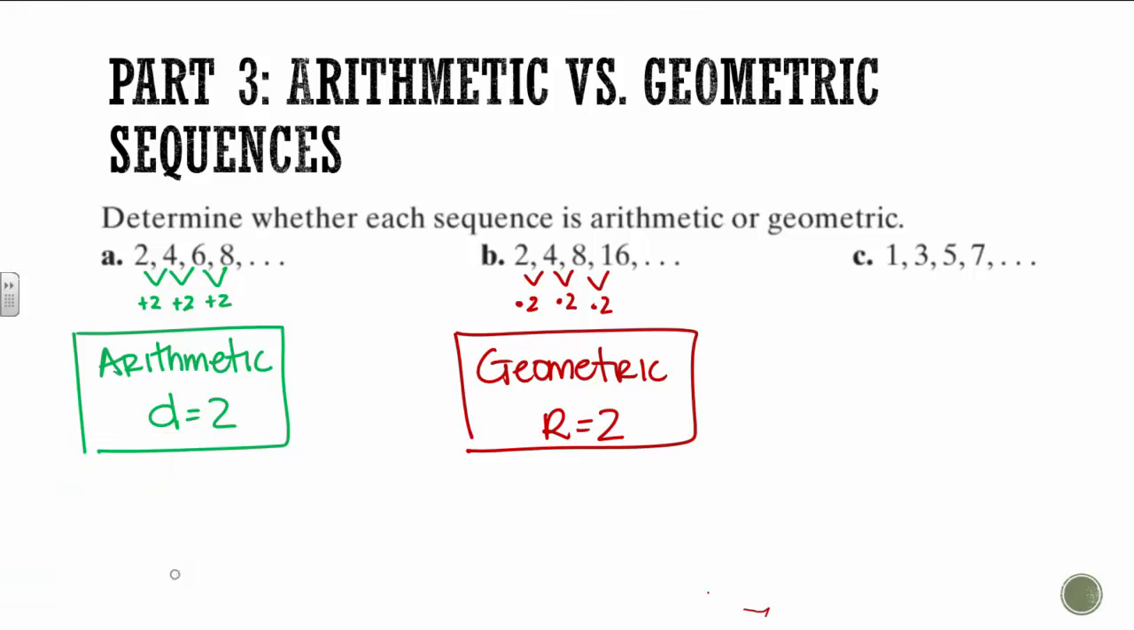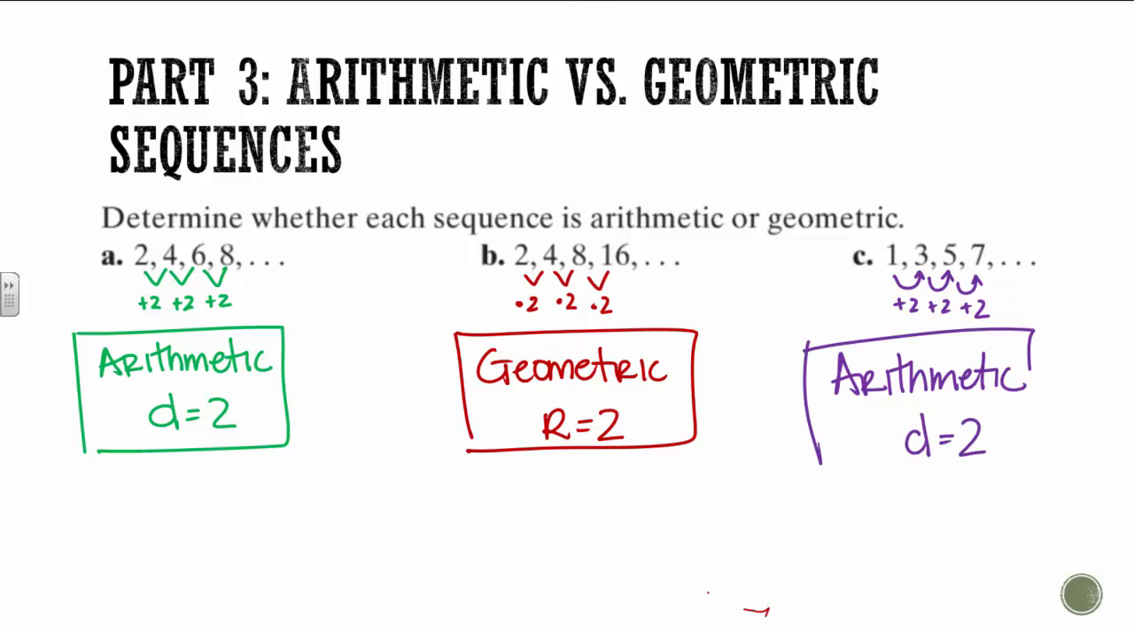And then finally the last one, to go from 1 to 3, all I gotta do is add 2. 3 to 5, add 2. 5 to 7, add 2. So again, this one's arithmetic. And my common difference is 2 again. So even though I started with a different term, and it will never actually line up with that one, my common difference is still the same.